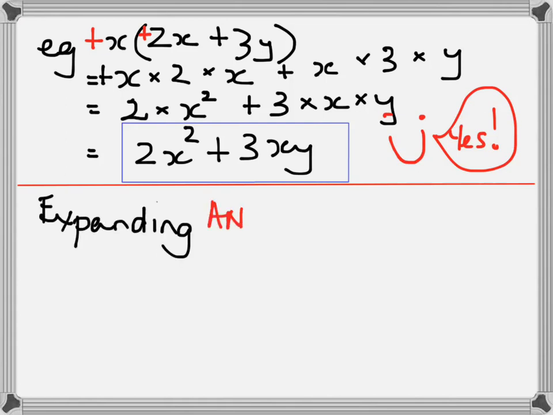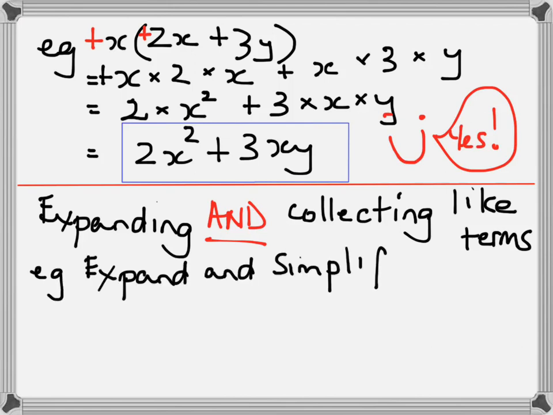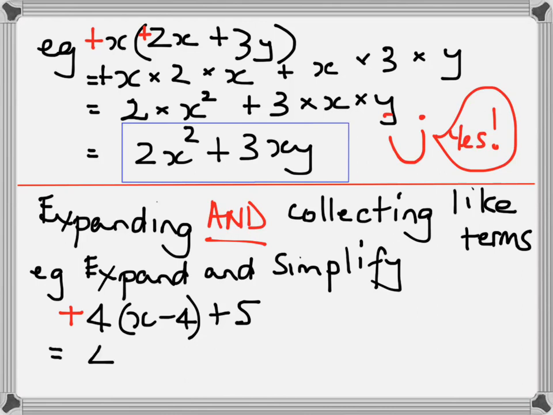Okay. Oh, what have I got for you now? Expanding and collecting like terms. Wow. This won't be so hard. Okay, so what are we supposed to do? Expand and simplify this little beast. No problem. So the plus in front of the 4. And what do we get? Yeah, that's what we get. See, you're getting good at this now.